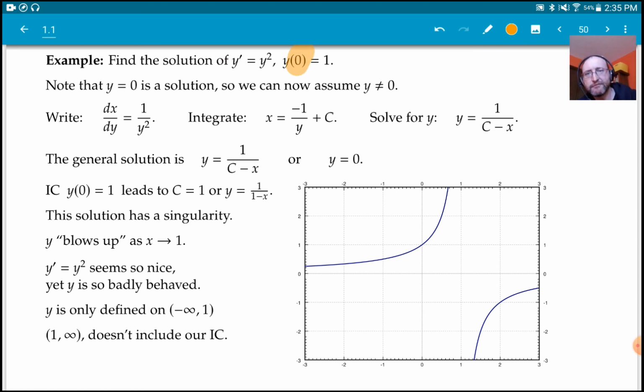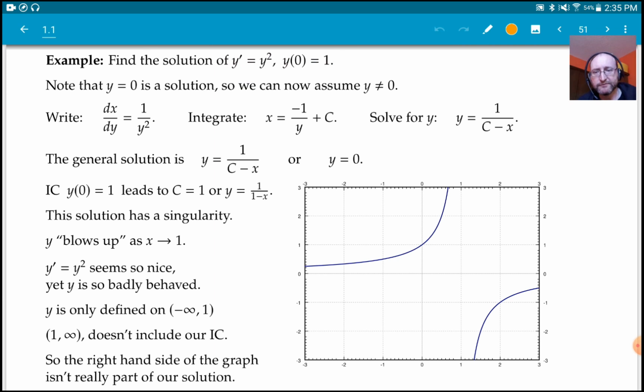So, all right. It might seem really nice, a really simple one, but we can get these sorts of singularities. C'est la vie. It's still not too bad. Actually solving it was very easy, but yes, we can get these singularities. The right-hand side of the graph is not part of our solution.